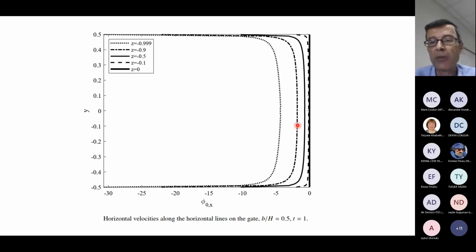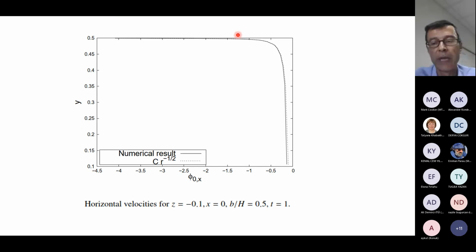So these are the horizontal velocities along the horizontal lines on the gate. As we approach the sides of the gate, we observe the singularity. In the next figure, we compare this numerical result with c times r to the minus 1 over 2, because close to this y we suspected that the singularity must be of this type, and from this figure we verify this. At the leading order, we have this singularity.